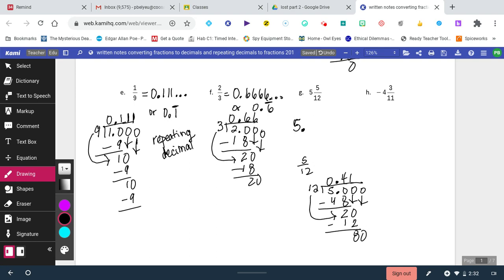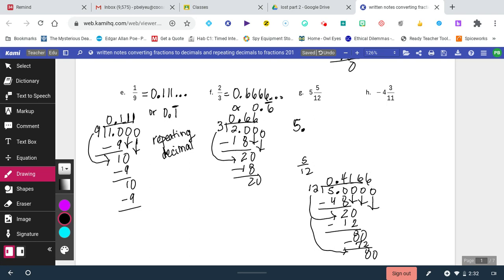All right, how many groups of 12 can I get out of 80? Well, 12 times 6 is 72. 12 times 7 is 84. That's too big. So I'm going to make it 12 times 6, which is 72. And I get another 8 when I subtract. I'm going to have 12 in the 80 again, which is another 6.